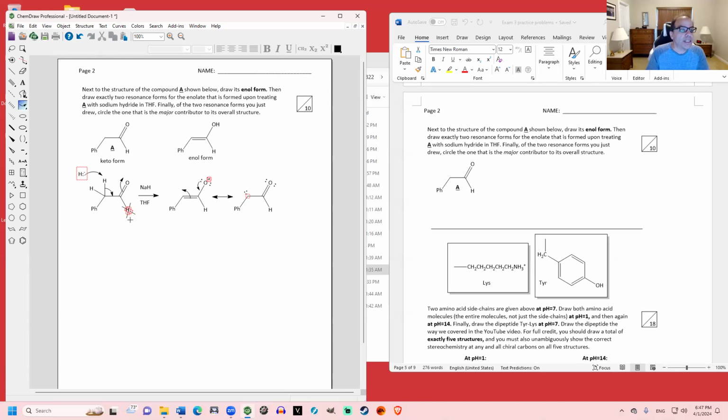Oh, and there's more. It also says circle the one that is the major contributor to the overall structure. Well, in class, we pointed out that oxygen is the more electronegative atom, so it makes more sense to put more of the minus charge on oxygen than on carbon. Still, enolates generally react at the carbon, at least in all the examples we'll ever see. They will form a bond at the carbon. But this one here is the major contributor to the overall structure.